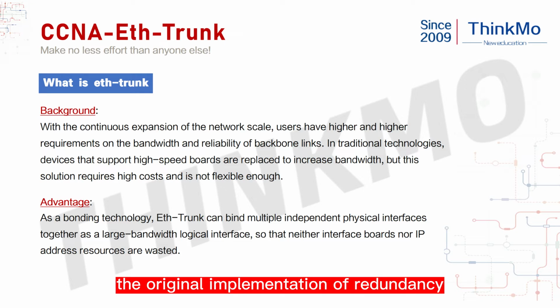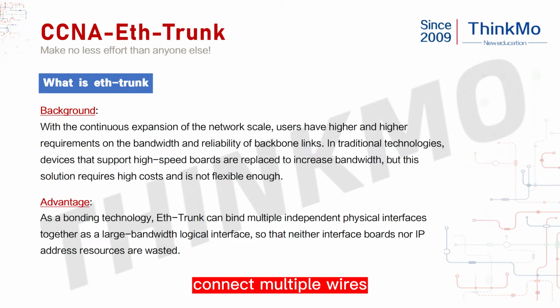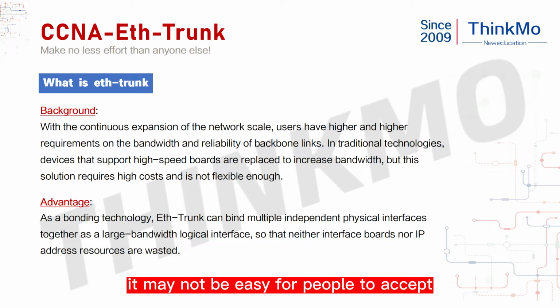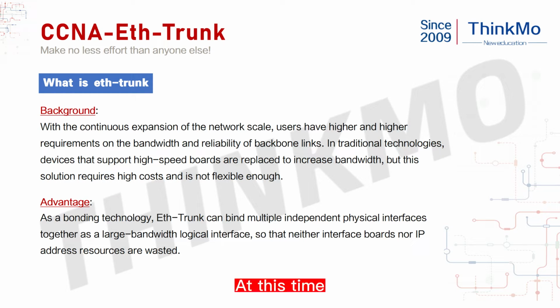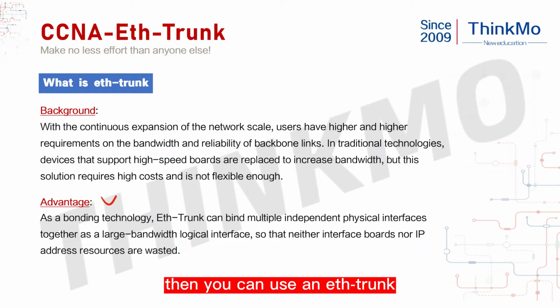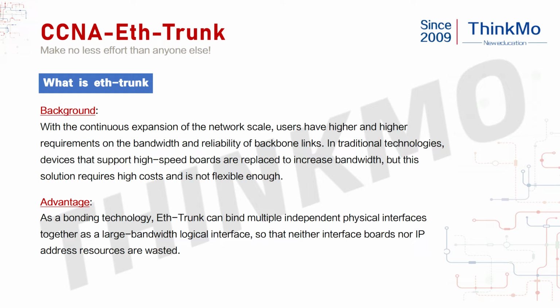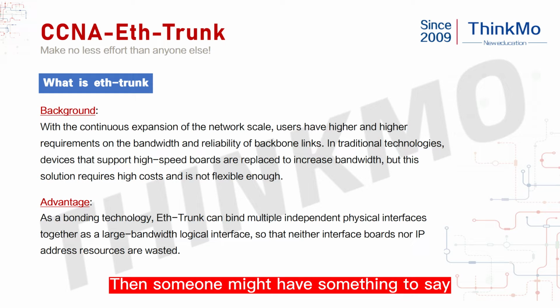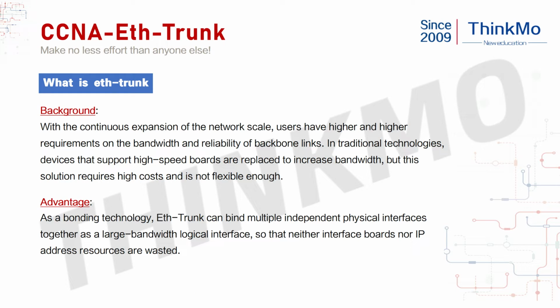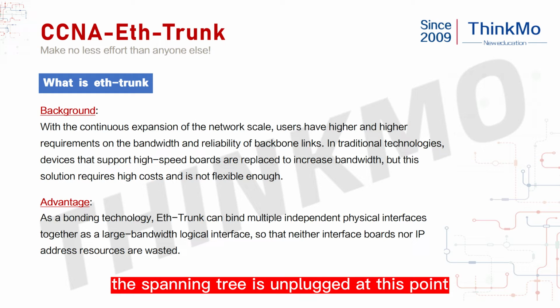The original intention of redundancy is to connect multiple wires, and that's a good thing. But after connecting multiple lines, only one line can be used. It may not be easy for people to accept. At this time, you can use an ETH trunk. Multiple ports, or multiple lines, can be tied into one line. Then someone might ask: these are physical ports, bundled to become a logical port, so the spanning tree isn't blocking them at this point?